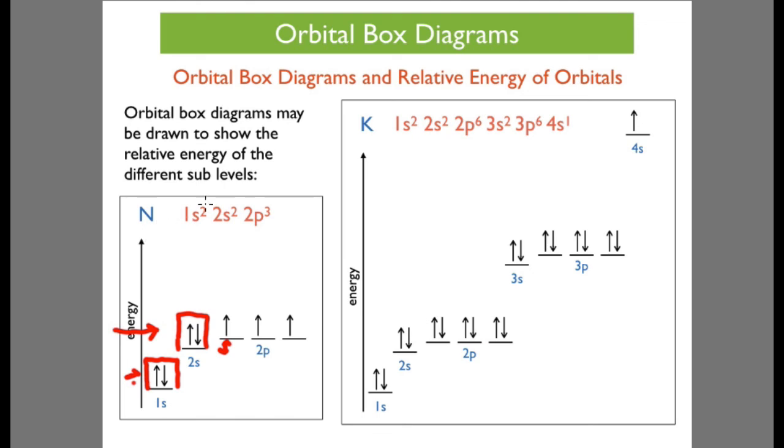This is for nitrogen. If I look at potassium, there's a lot more going on because there's more electrons. And again, you can see the ever increasing energy levels as you go from 1s through 2s to 2p, 3s, 3p and 4s. And I know what you're all thinking. Why do some arrows point up and some arrows point down? Well, the different arrows just show the spin of the electrons, and we don't need to worry about that. Okay. Goodbye.